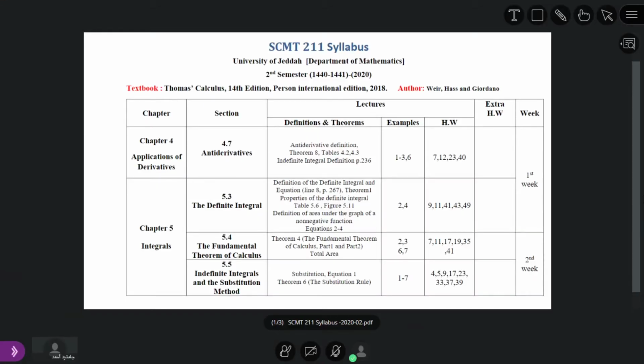Before, you have studied in calculus 1 the continuity of the function. So in 5.5 we shall discuss indefinite integrals. So what is an indefinite integral? If we have integrals without limits, without endpoints, this is an indefinite integral. And how can we solve this indefinite integral? By the substitution method. So we shall discuss in 5.5 indefinite integrals and the substitution method.